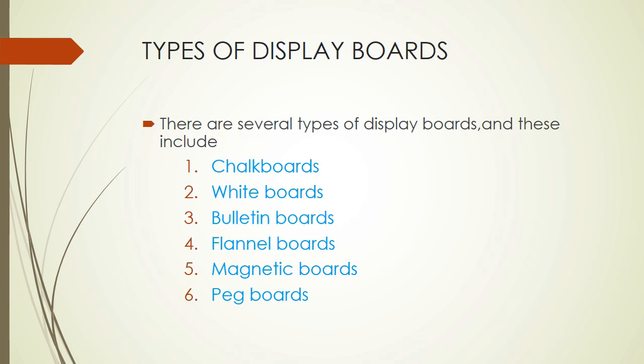We now want to look at the types of display boards. There are several types of display boards, which include chalkboards, whiteboards, bulletin boards, flannel boards, magnetic boards, and pegboards.